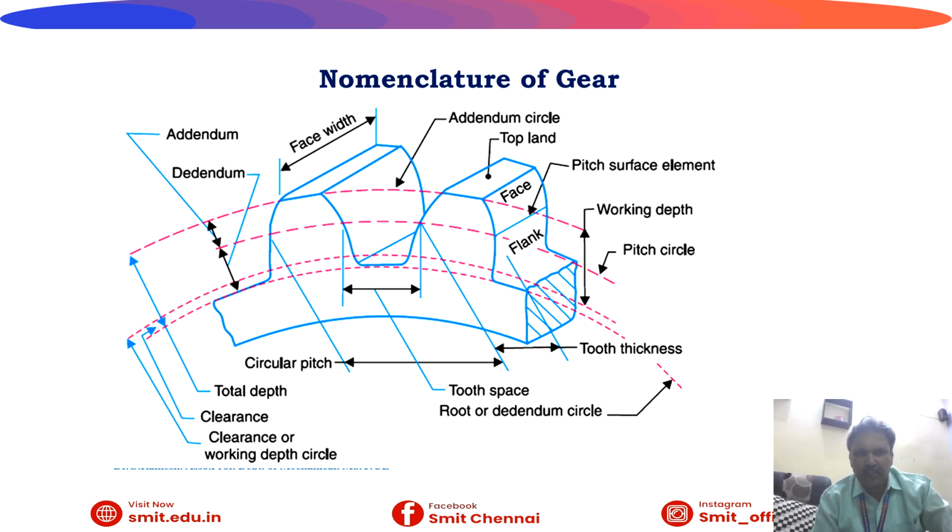What is addendum? The center part of the arc is called the pitch circle radius. From the pitch circle radius to the topmost height of the teeth is called the addendum, and the bottom portion to the pitch circle line will be called the dedendum.